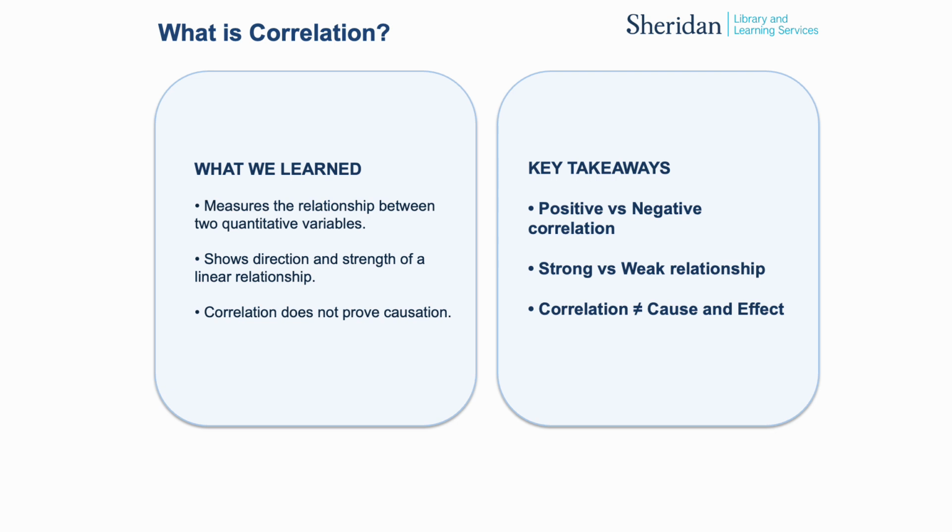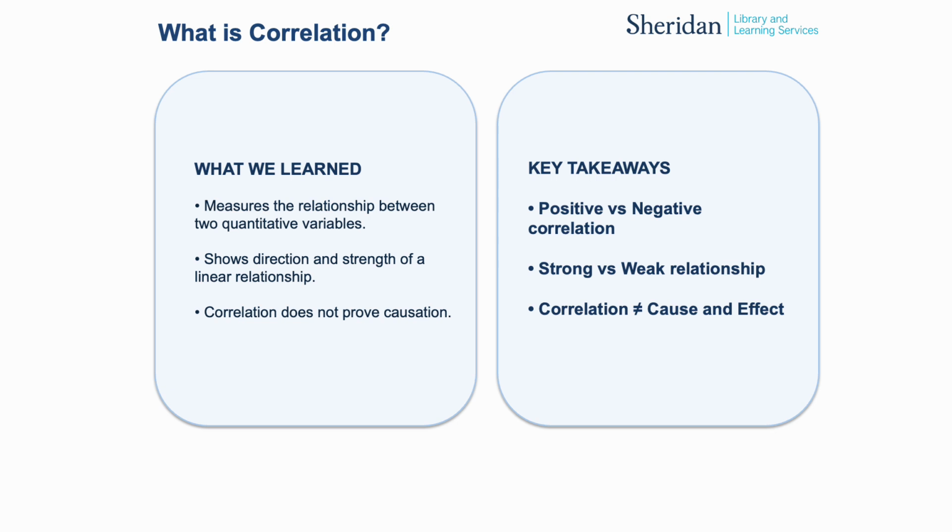For example, imagine we observe that ice cream sales and the number of people visiting the beach both increase during summer. Does buying ice cream cause people to go to the beach? Of course not. The real reason is that the hot weather causes both of these things to happen at the same time. That means there may be another variable, sometimes called a lurking variable or confounding variable, that explains the relationship.